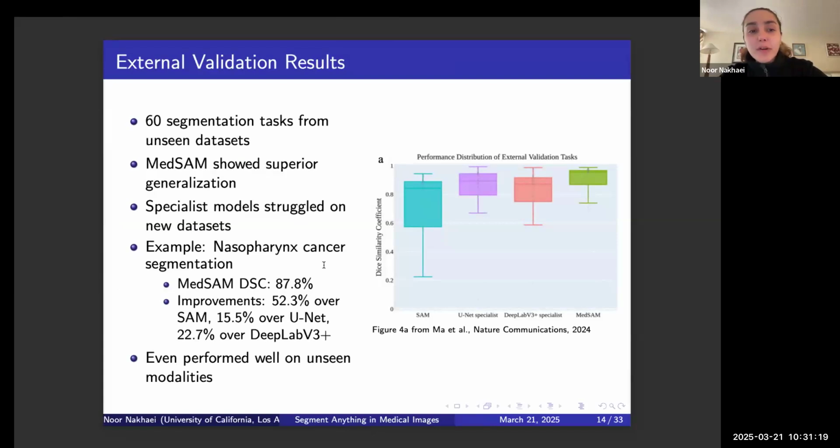MedSAM showed superior generalization. Again, you see the Dice similarity coefficient.